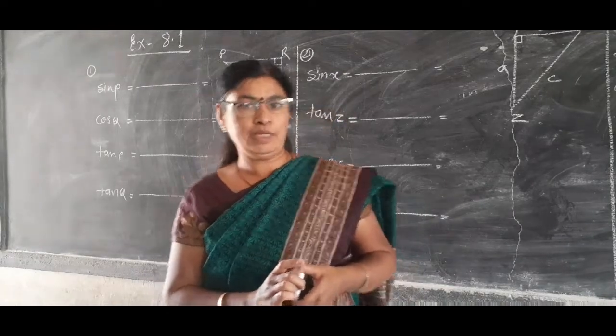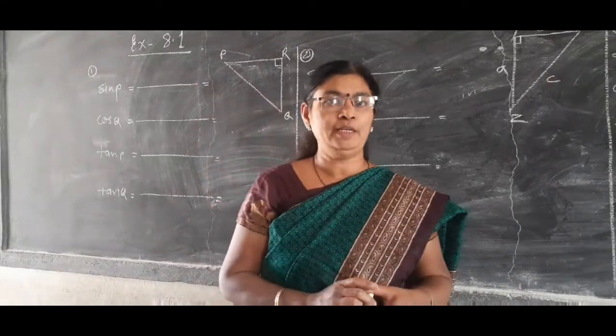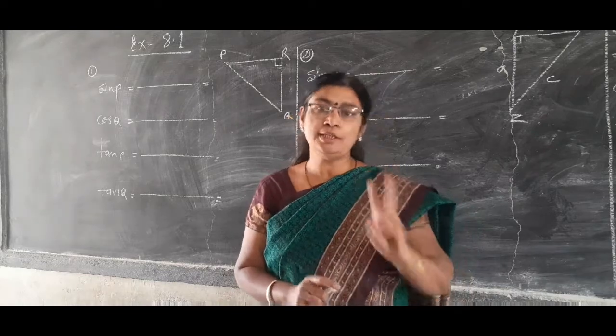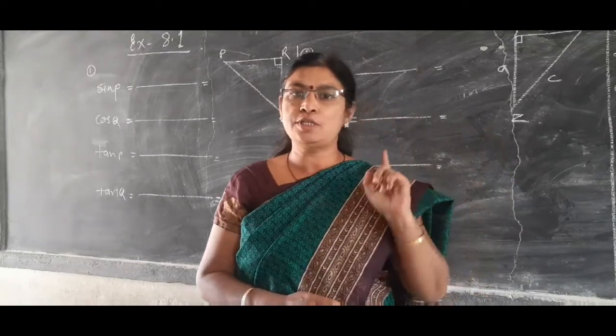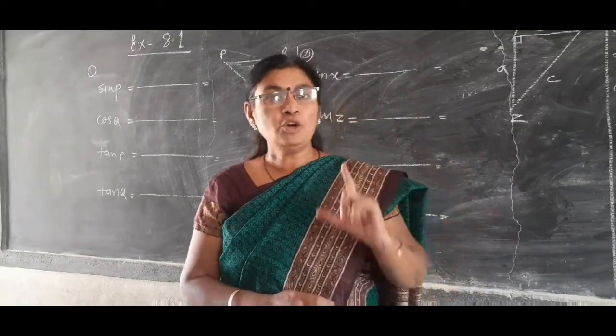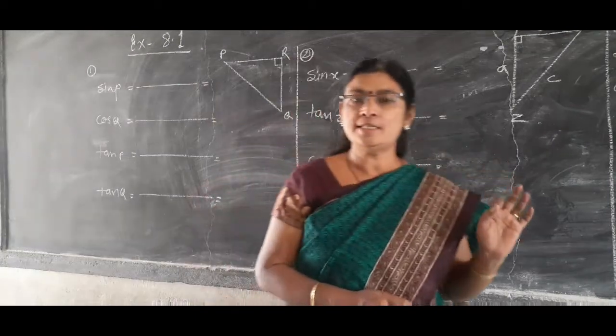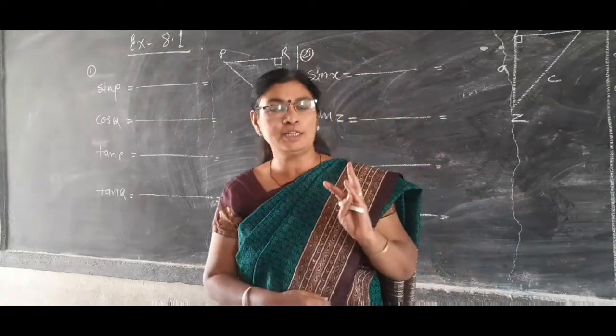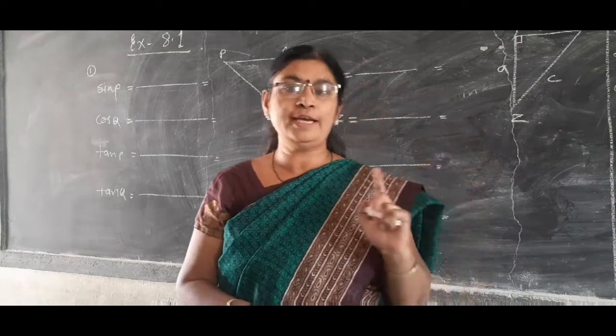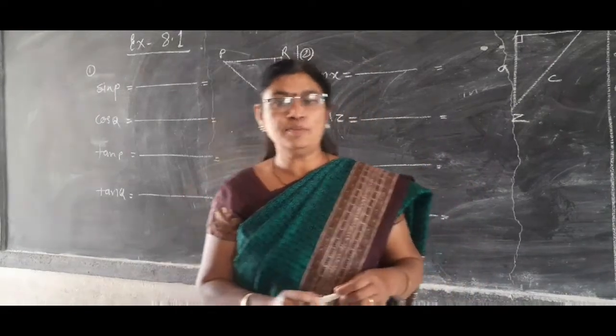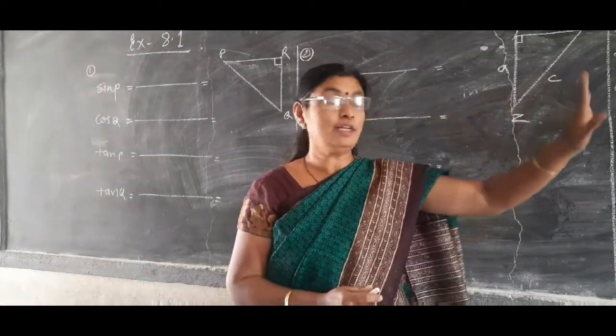In the previous period, we have studied how to find the trigonometric ratios. Which are the trigonometric ratios? Sin, cos, tan, sec, cosec and cot. But in this year, in 9th standard, you have to study only 3 ratios, that is sin, cos and tan. By using trigonometric ratio, you have to find out the ratio.